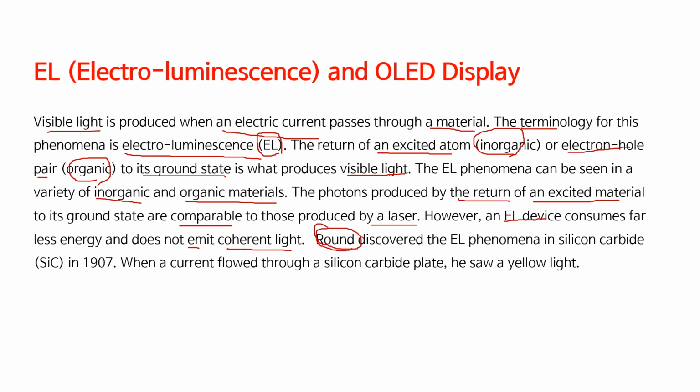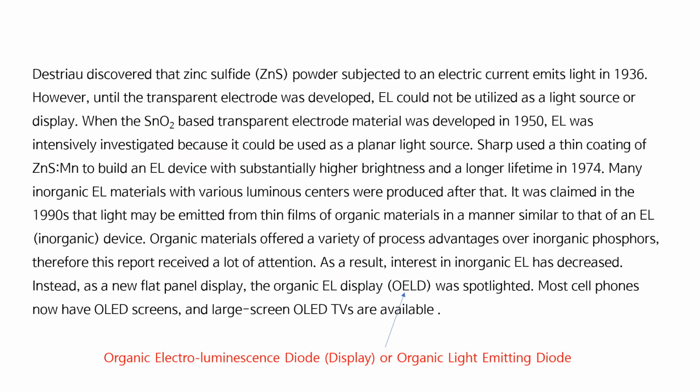Round discovered the EL phenomenon in silicon carbide in 1907. When a current flowed through a silicon carbide plate, he saw a yellow light. Stroh discovered that zinc sulfide powder subject to an electric current emits light in 1936. However, until the transparent electrode was developed, EL could not be utilized as a light source or display.